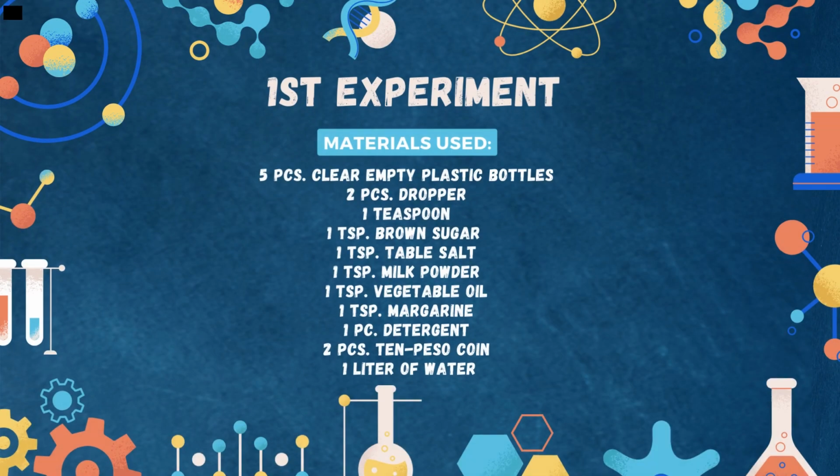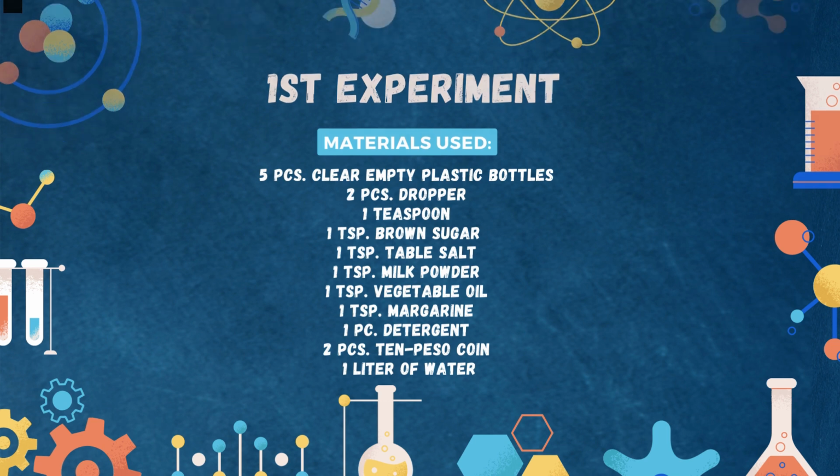In the first experiment that we performed, we used the following materials: 5 pieces clear empty plastic bottles, 2 pieces dropper, 1 teaspoon brown sugar, 1 teaspoon table salt, 1 teaspoon milk powder, 1 teaspoon vegetable oil, 1 teaspoon margarine, 1 piece detergent, 2 pieces 10 peso coin, and 1 liter of water.